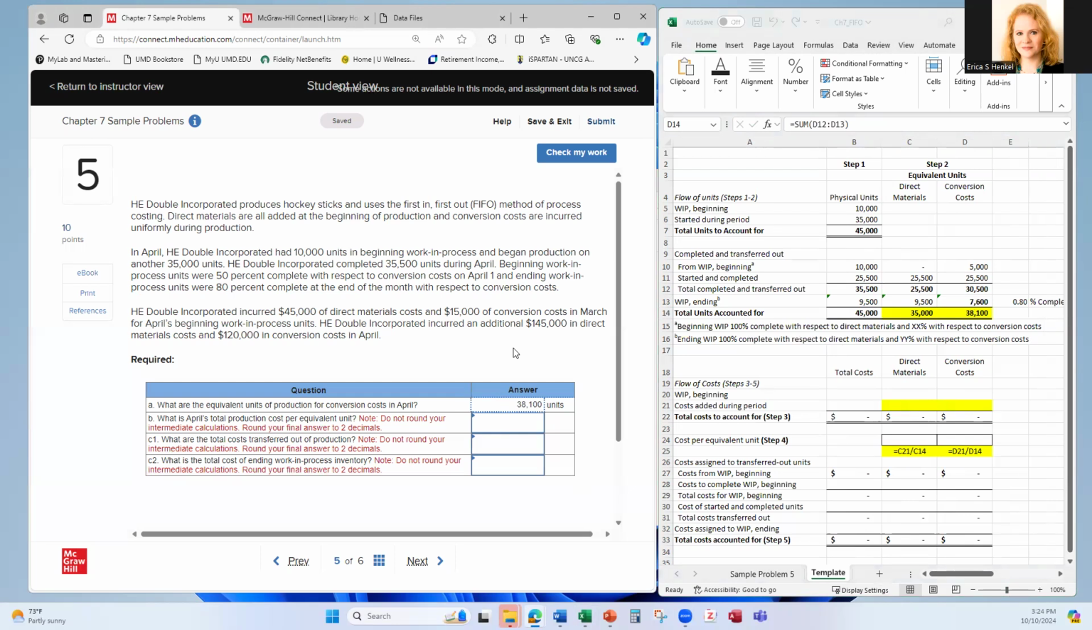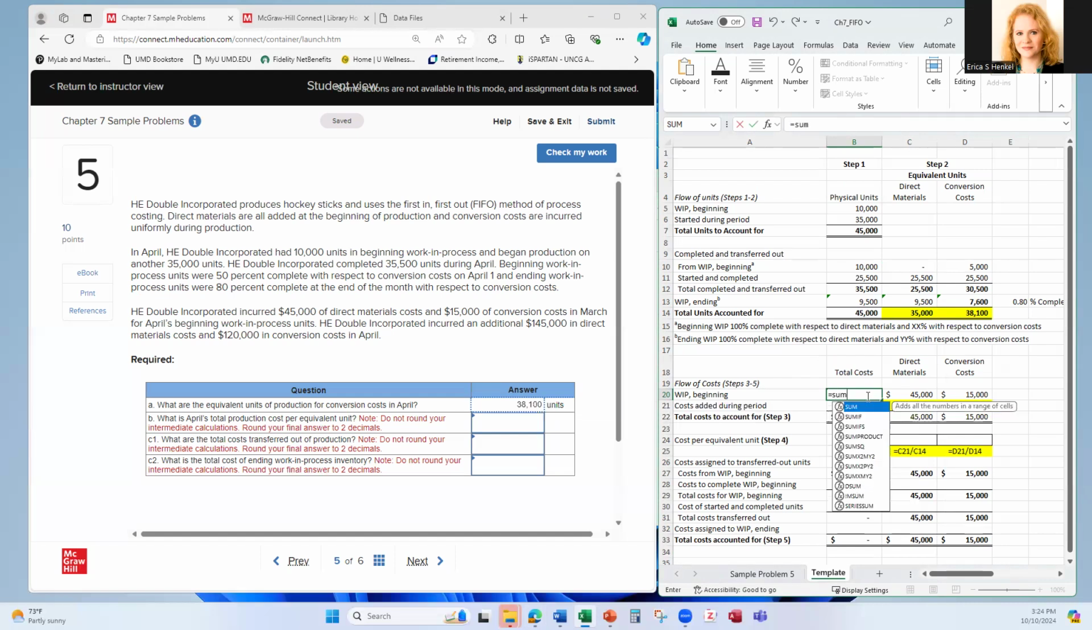All right, so the costs associated with our beginning work in process was 45,000 for direct materials and 15,000 for conversion costs. All right. So that gets us to a total. Let's just add in a total column here, sum C20 through B20. All right. And then I'm just going to copy this down here.